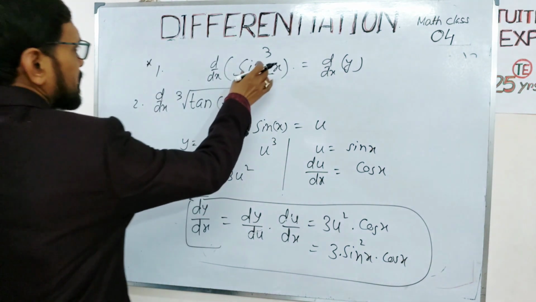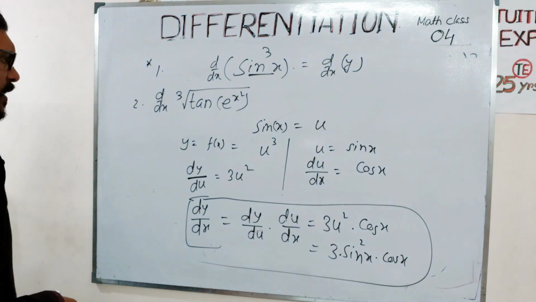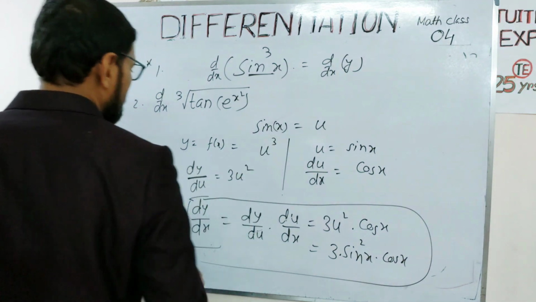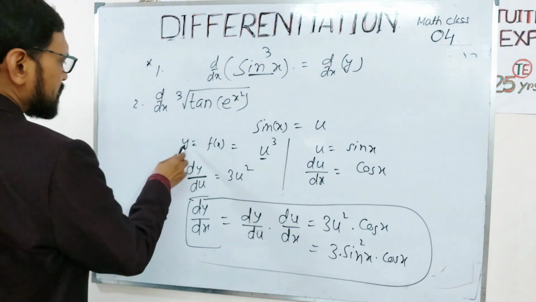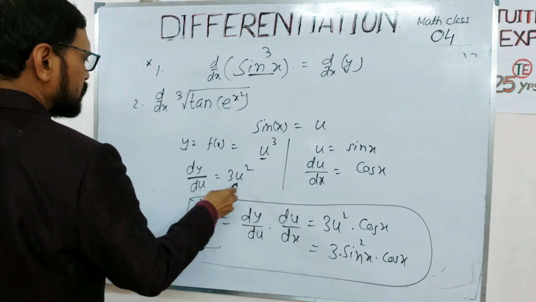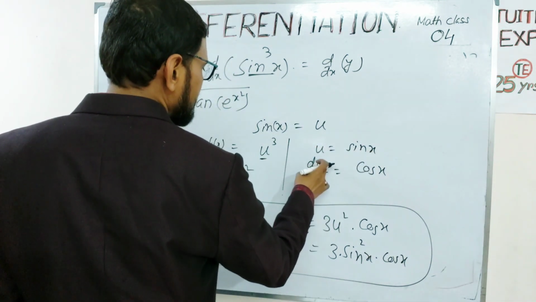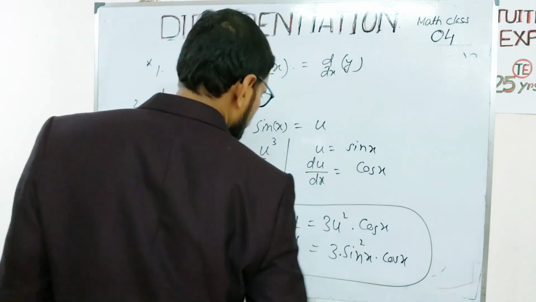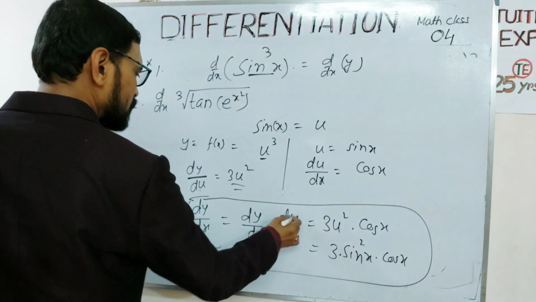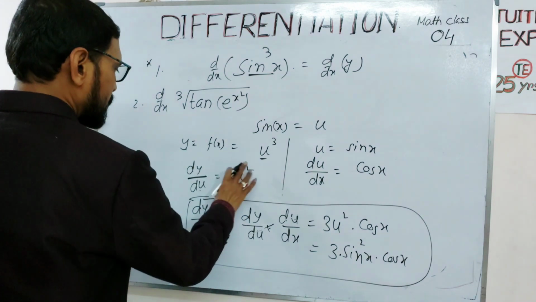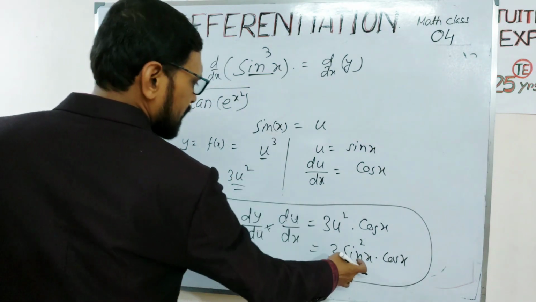First, take sin x as u. So y is u cube, and u is sin x. Now as y is the function of u, we can differentiate y with respect to u, that is dy by du, we find easily. And again u is the function of x, so we can find easily du by dx equal to cos x. Now dy by dx we can write as dy by du into du by dx. Because du cancels, dy by dx is present here. Now put u equal to sin x here, we get the result.